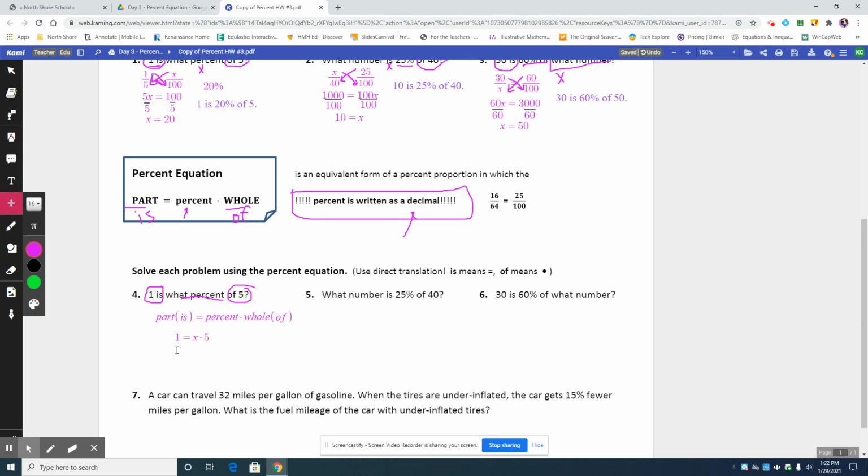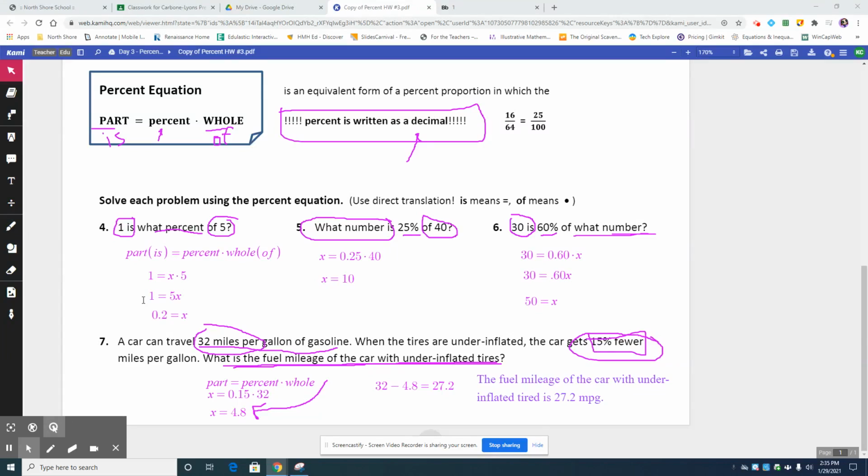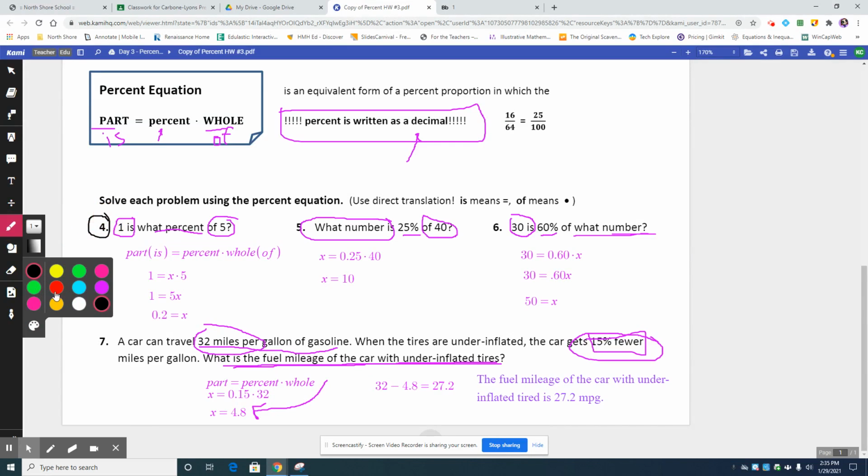Well, how do we write x times 5? Well, it's 5x. So 1 equals 5x. If we want to solve for x, we're going to divide by 5 on both sides, which gives us 1/5 equals x. And now if you put that in your calculator and you got a decimal, it should be 0.2.